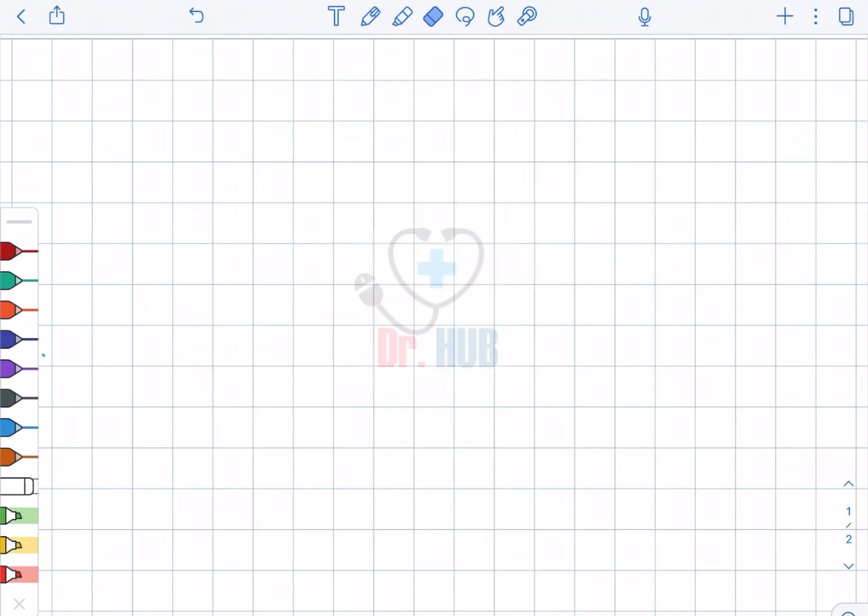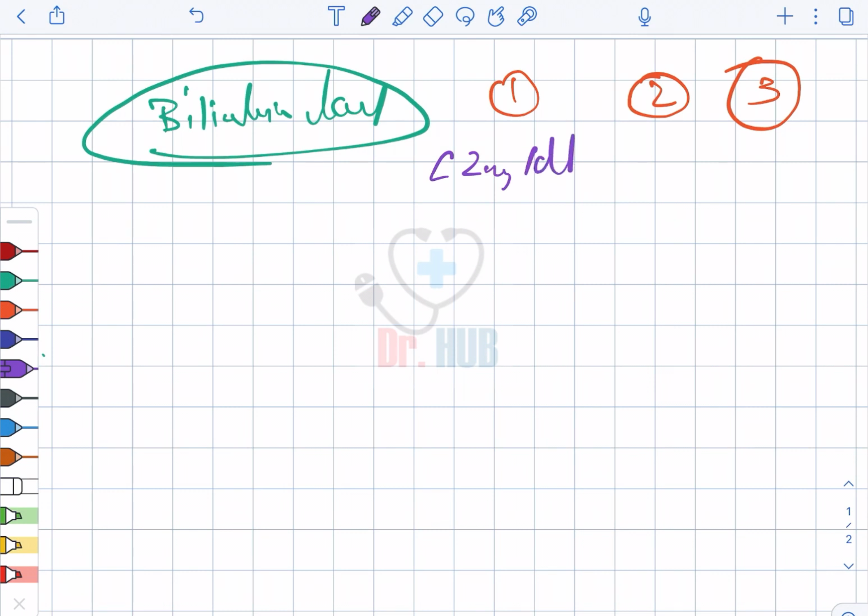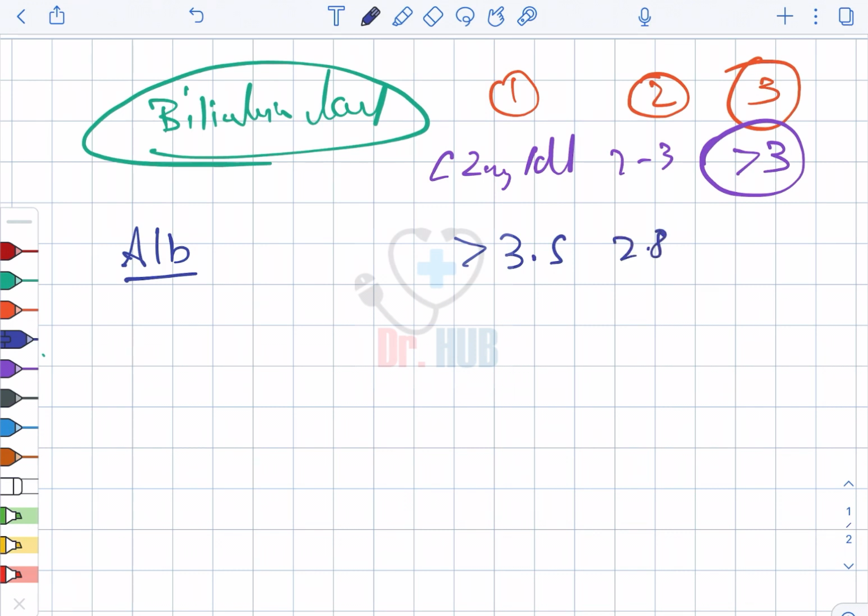Now, moving ahead, what are the variables and components of this scoring? Firstly, the bilirubin level, which is graded 1, 2 and 3. A bilirubin level less than 2 mg/dL scores 1, 2 to 3 scores 2, and greater than 3 scores 3. Next, the albumin level: greater than 3.5 scores 1, 2.8 to 3.5 scores 2, and less than 2.8 scores 3.